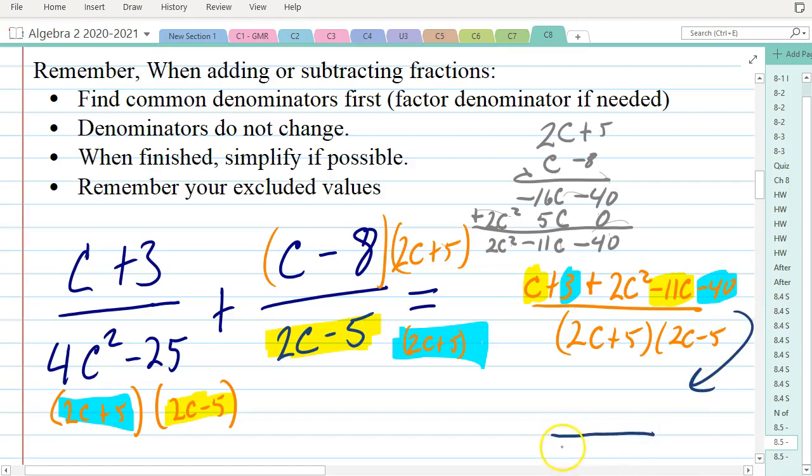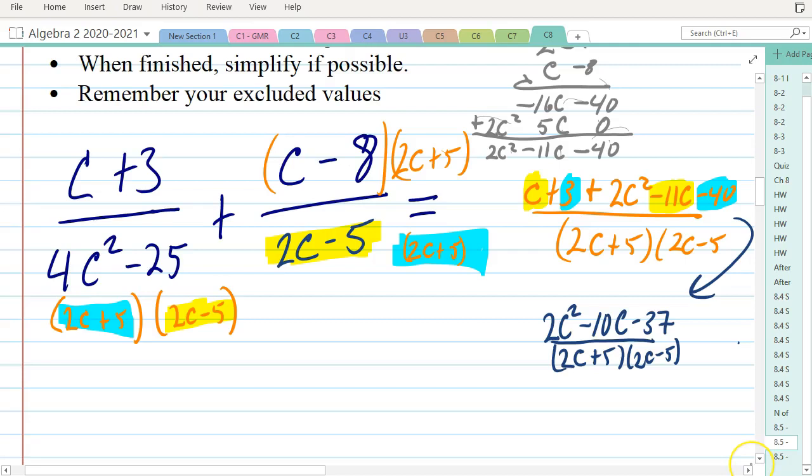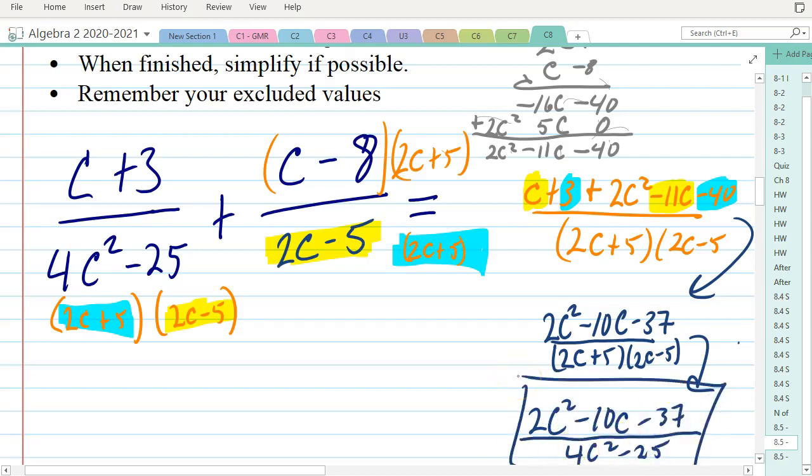I still have a common denominator of 4c squared minus 25. Notice I didn't combine that back for the simple reason that I may be able to reduce later. So I'm going to leave that separated. Then I write 2c squared, combine my like terms gives me negative 10c, and then 3 and negative 40 gives me negative 37. As always, try to factor the top in order to simplify. The 2c squared minus 10c minus 37 is not factorable. So my final answer will be 2c squared minus 10c minus 37 over the 4c squared minus 25.